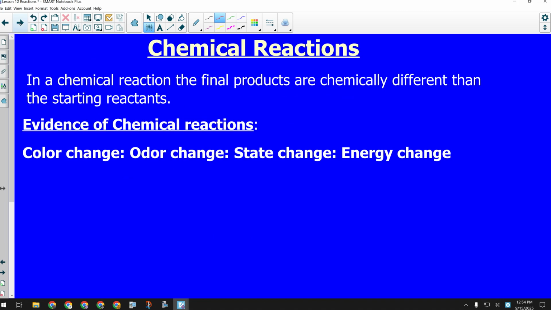All right, so this is what we kind of talked about already. In a chemical reaction, the final products are chemically different than the reactants, obeying Dalton's 4th point.